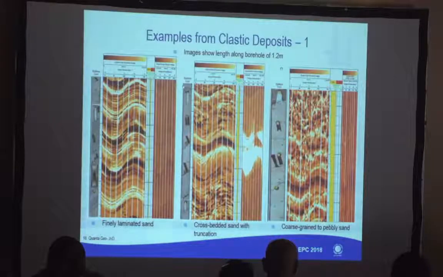Some examples from clastics. So you see that when we have good formation contact, good borehole quality, the quality of these images is outstanding. This is absolutely nothing unusual, and this is a great pleasure to work with. I'm a sedimentologist myself, so when we look at these, you can actually try and do an analysis as if you were looking at a slabbed core, for instance.